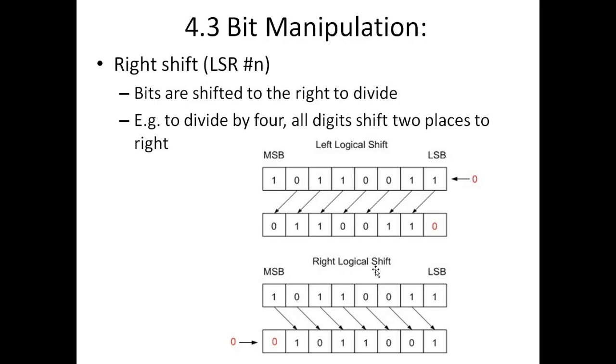Similarly, if you are doing a right logical shift, then the least significant bit is discarded. It goes outside. The second bit becomes the first, the third becomes second, and so on. And at the last position, at the most significant bit position, we add a 0 at the vacant position. This is rather easy and same as what you have already studied in your O levels.